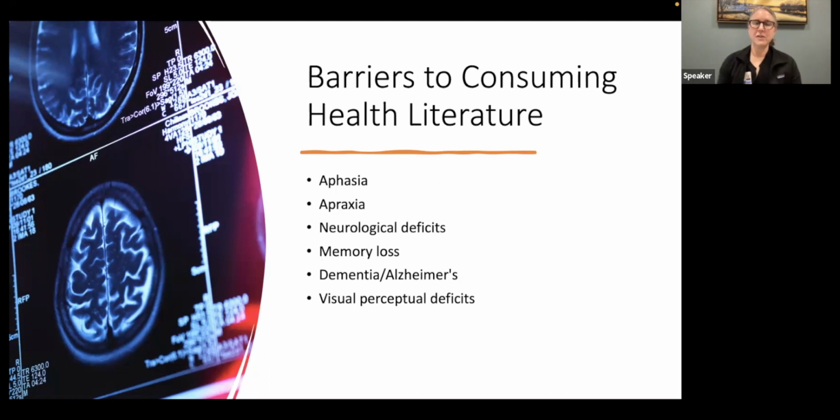Okay, so now let's talk about some of the barriers to consuming that health literature. So aphasics, as I mentioned already, have barriers because they are having difficulty with understanding the words that we are giving them. They also have difficulty communicating. And sometimes we can offer things like a communication board where we have pictures that patients can choose from.